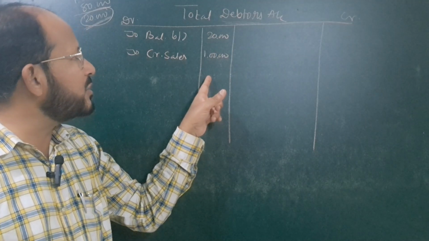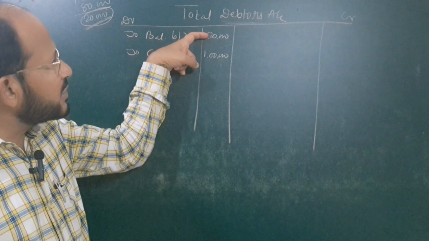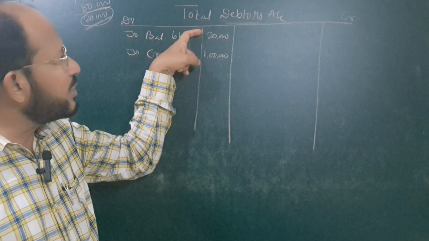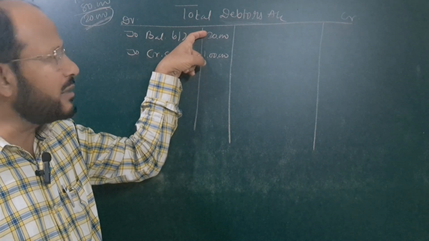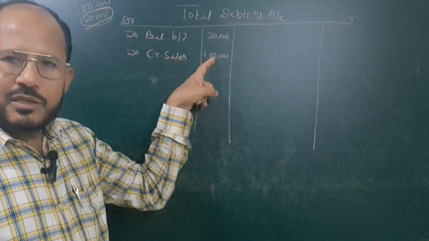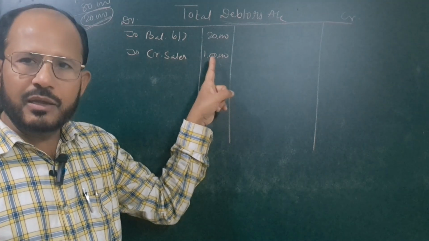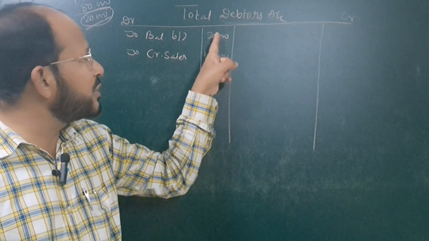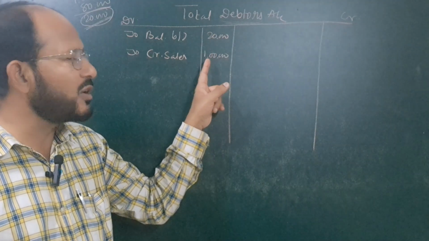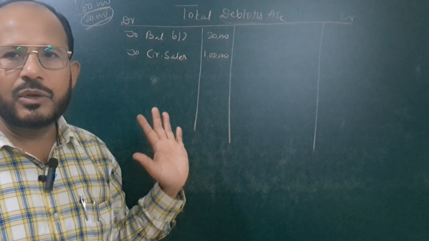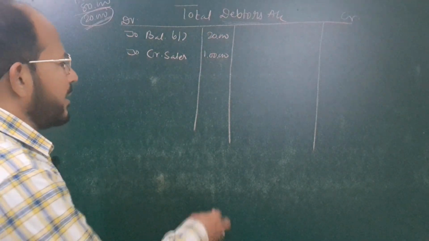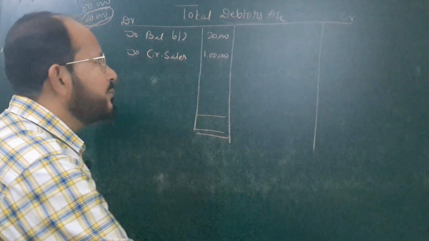What it shows here is that this is the amount which was not collected in the previous year. That is why this one is taken as the opening balance. And this year, the businessman has sold goods worth rupees 1 lakh on credit. Therefore, the total amount which is to be collected from the debtors is how much? Rupees 1 lakh as per the total debtors account. Okay, fine. This is 1,20,000.